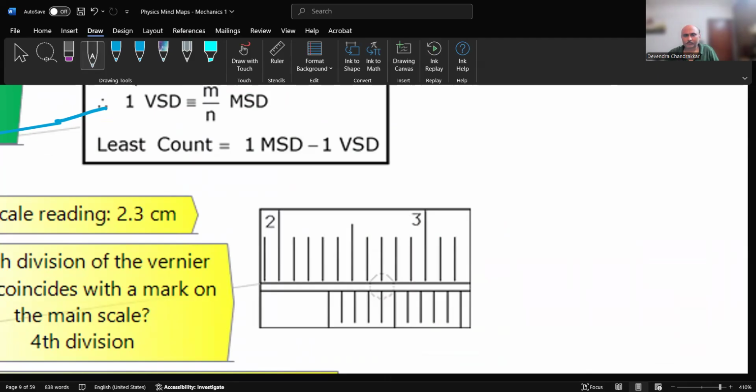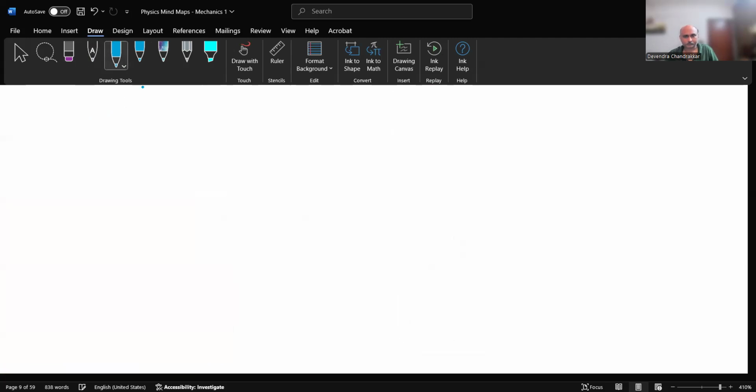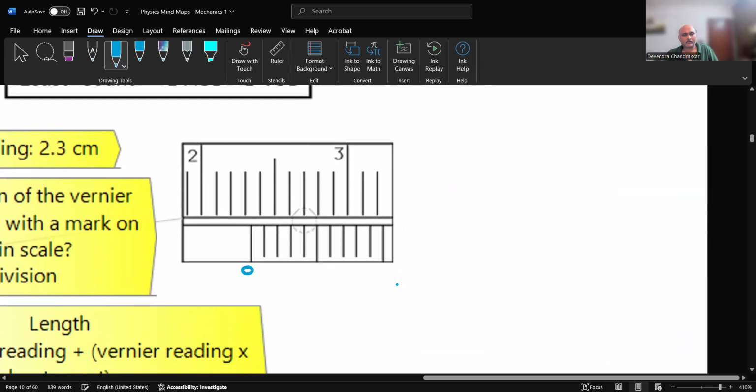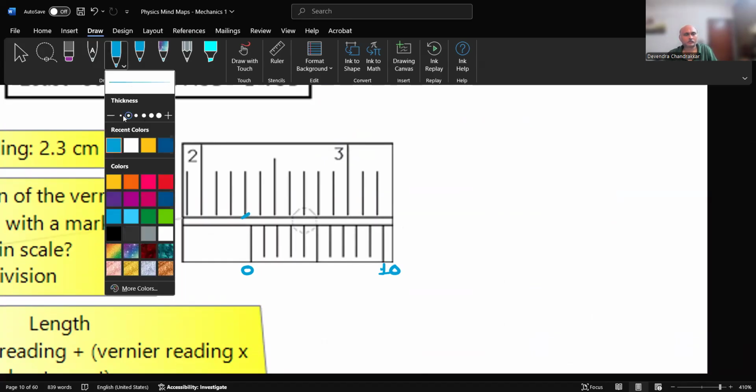We were measuring something using this vernier caliper, and this is how the reading is taken. This is 0 of the vernier scale. This is the 10th division of the vernier scale. This length is one vernier scale division. This is 0, this is 10 of the vernier scale, and all of you can see that the 0 of the vernier scale crosses the 2.3 mark of the main scale. Yes or no?